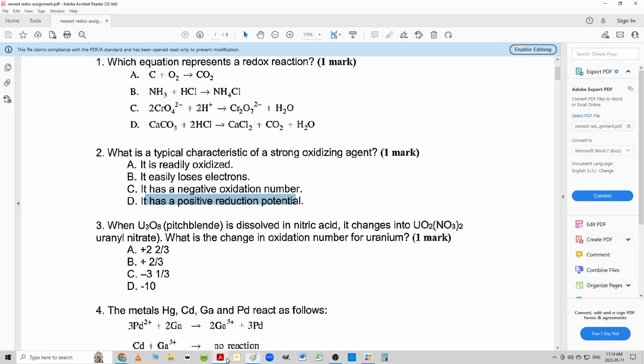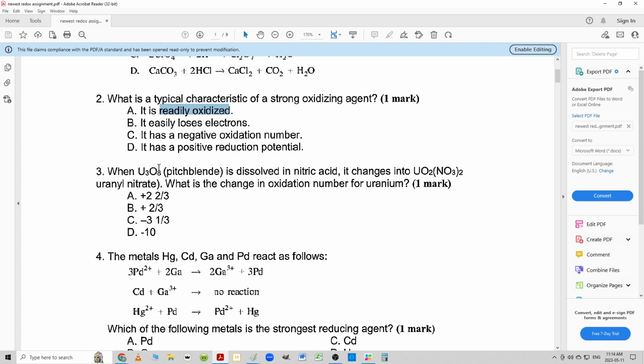Let's move on to what this question asks. A typical character, it has a positive reduction potential. When pitchblende is dissolved in nitric acid, so it would help if we knew what nitric acid was, it changes into this. At least we know the product now, and they kind of give us nitric acid right there, or they give us nitrate right there, so we can figure out nitric acid. What is the charge of the oxidation?